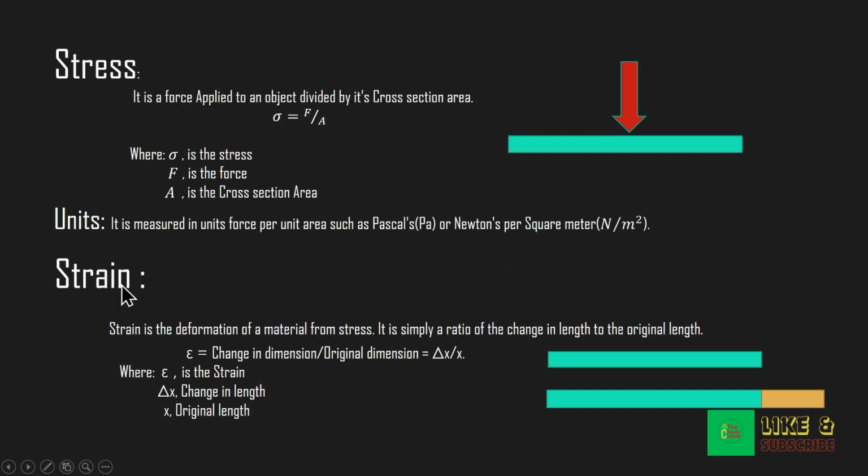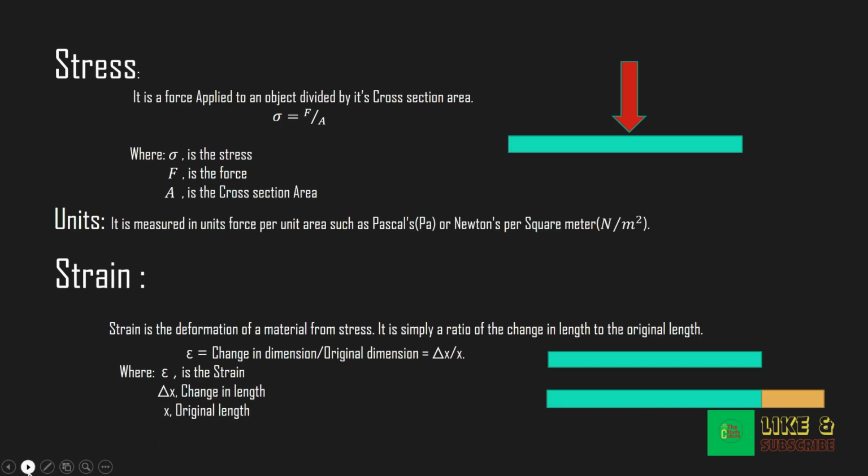Coming to the strain, strain is the deformation of a material from stress. It is simply a ratio of the change in length to the original length. When we see this yellow bar as capital L and the blue bar as small l, the strain is capital L divided by small l. And here is the formula: change in dimension divided by original dimension.